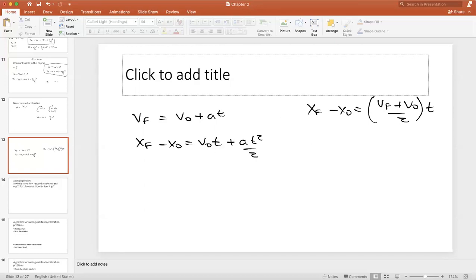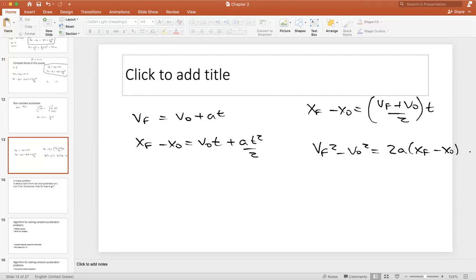All it is is substituting in, and then solve this equation for a and put it in here, and you get this equation out. Solve this equation for v naught and put it in, and you get this equation. There's a little bit of algebra here that needs to be done, but for the most part, it's pretty easy.